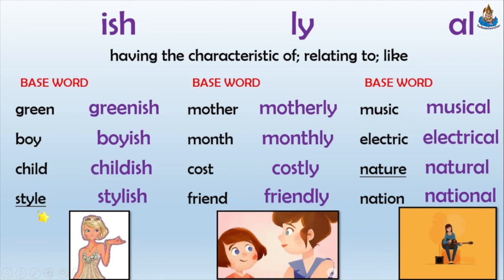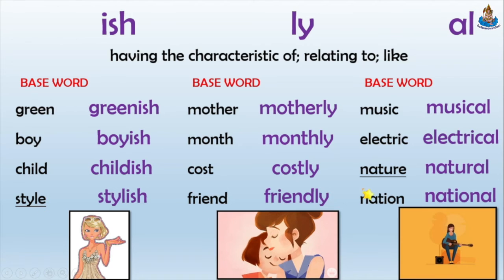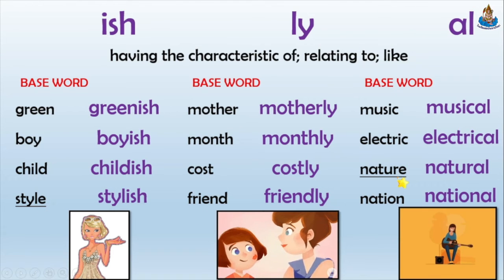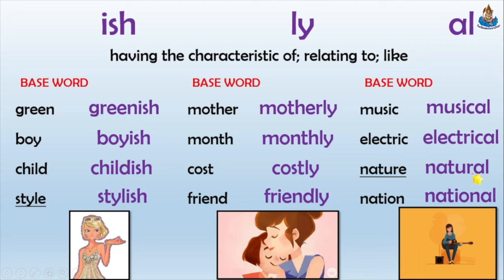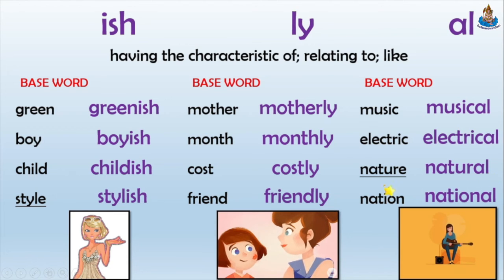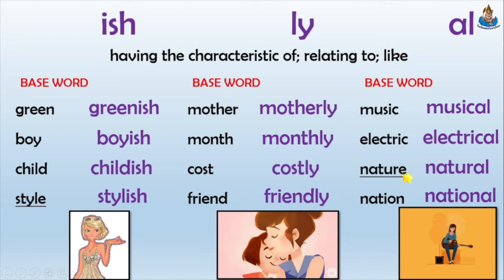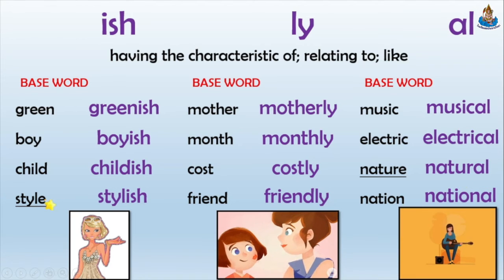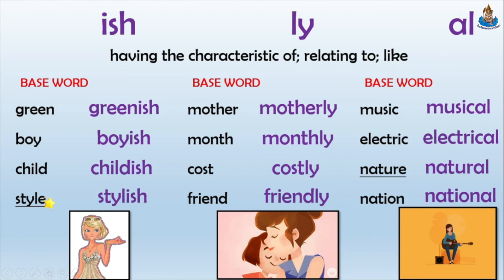These ones end in E. So as a rule that you have to remember, we drop off the E and we just add the suffixes. So for nature, we take away the E, so it becomes natural. So if you see the word that you have here, it doesn't have an E anymore.